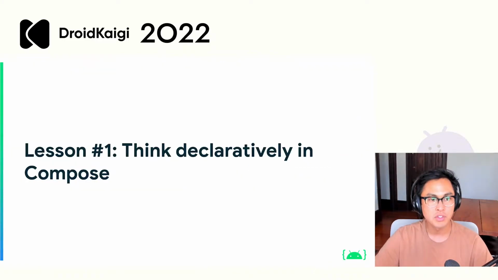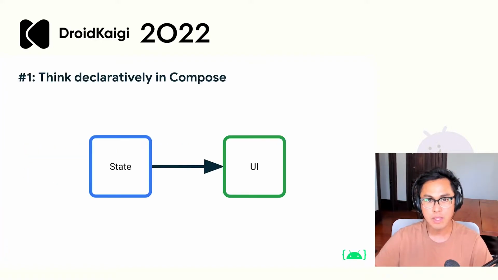So the first lesson is to think declaratively in Compose. This is perhaps the most important mental model shift when building UI with Compose versus views, and grasping this concept has implications in API design. As a quick refresher for how Compose works, thinking declaratively means that state entirely controls the UI. If you want to change the UI, you need to change the state first, which triggers recomposition, and then regenerates the UI.